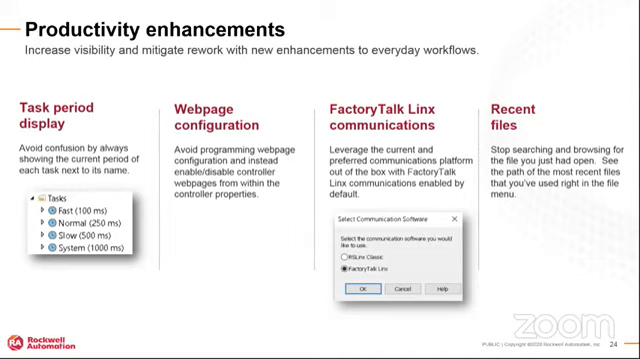Secondly, you now have web page configurations. So now you can avoid programming web page configurations and instead just enable or disable the controller web pages from within the controller's properties. And now with version 33, your default communications module will be FactoryTalk Linx. You still have the option to utilize RSLinx Classic if you choose to do so. However, what will be the default for version 33 is FactoryTalk Linx. Next slide, please.